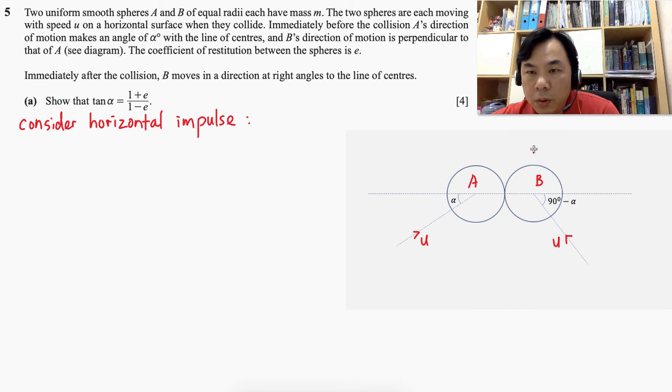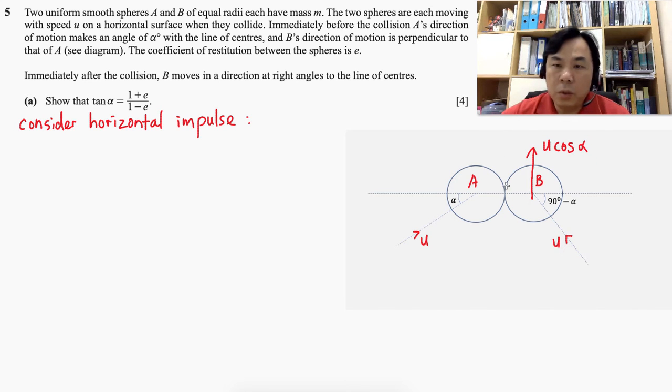Okay, so this one's supposed to be vertical. Now the vertical component of the velocity after the collision must be the same as u. So in this case, it must be u sin(90 - alpha), which is actually u cos alpha, because we assume that the surface is smooth. Therefore, there is no impact along the tangential surface between the two spheres here.